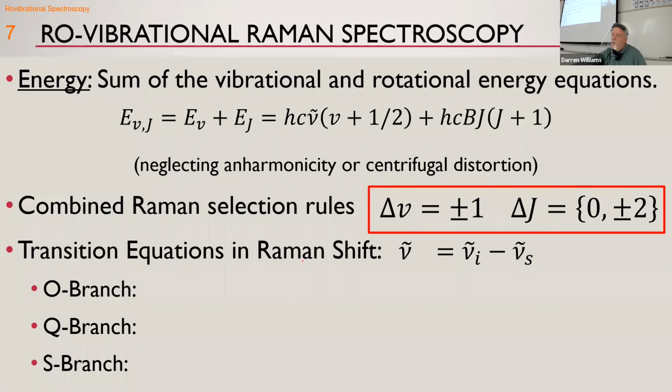And then notice what I'm doing here. I'm calculating the transition equations in terms of Raman shift. So this is the difference in the incident and scattered light. Okay, so Raman shift is incident minus scattered. And that's what gives me those differences that I saw in the previous spectrum.